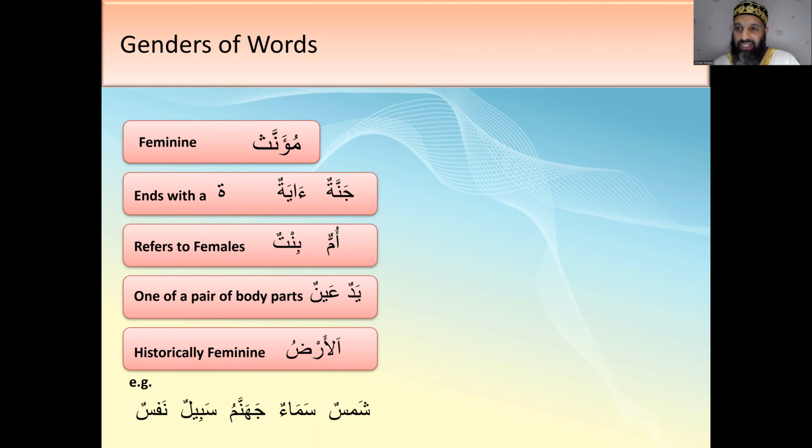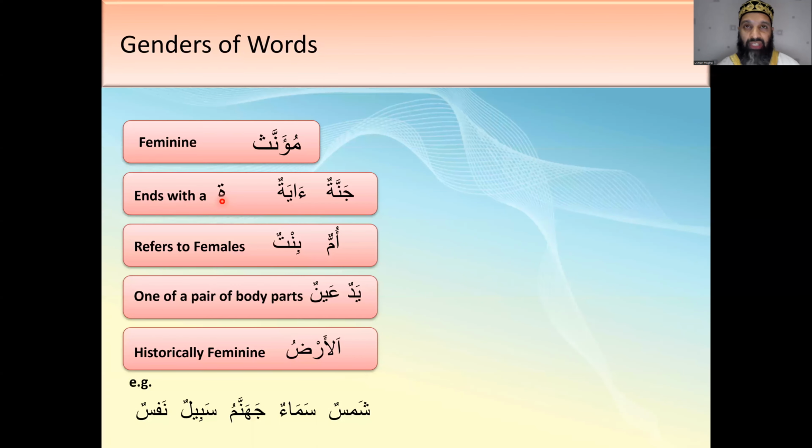Why is it sometimes saying hadha? Why is it sometimes saying dhalika? What's going on, right? So the way you can tell a word is feminine, there are 4 ways in this course. There are others, but let's just concentrate on these 4 big ones. One of the ways, and the main way, is when the word has a ta marbuta at the end.